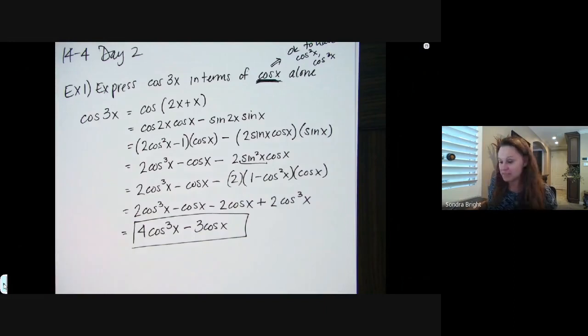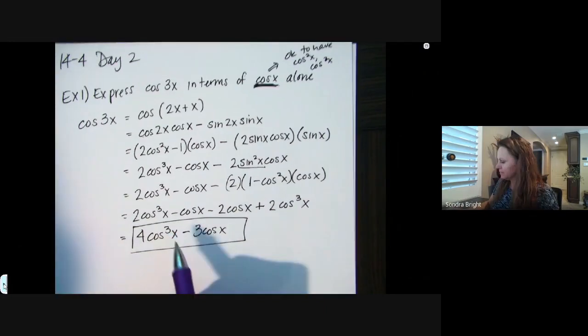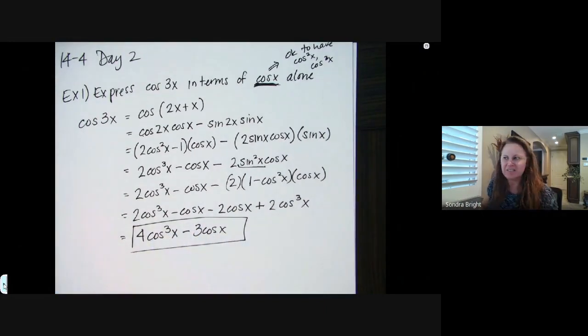I know there's a cube on it, but that's okay. You can think of it as if you're writing in terms of x and there was an x cubed, no big deal. It's still in terms of x.